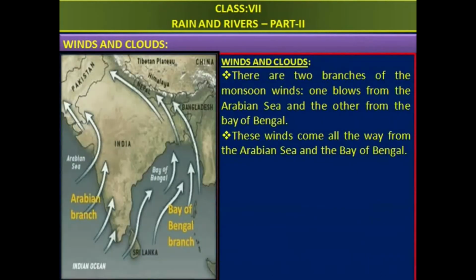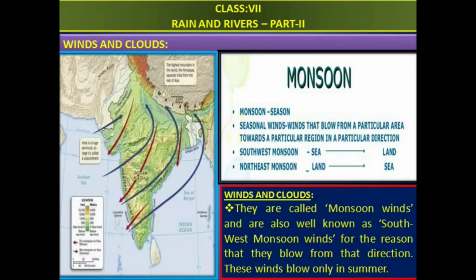There are two branches of the monsoon winds. One blows from the Arabian Sea and the other from the Bay of Bengal. These winds come all the way from the Arabian Sea and the Bay of Bengal. They are called monsoon winds and are also well known as southwest monsoon winds for the reason that they blow from that direction. These winds blow only in summer.